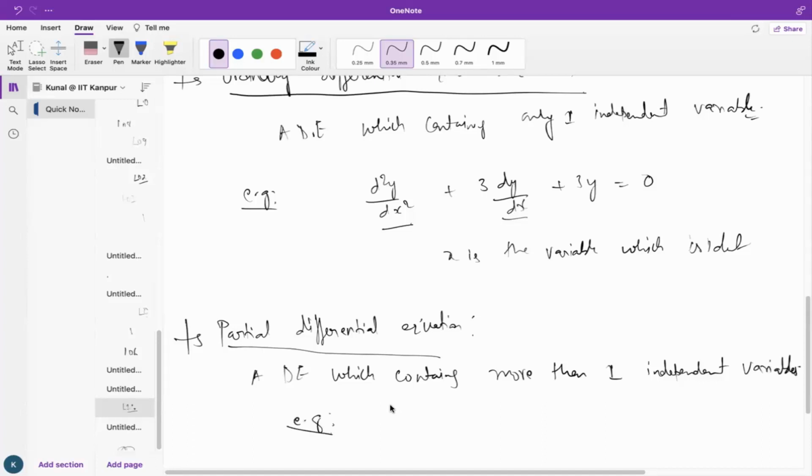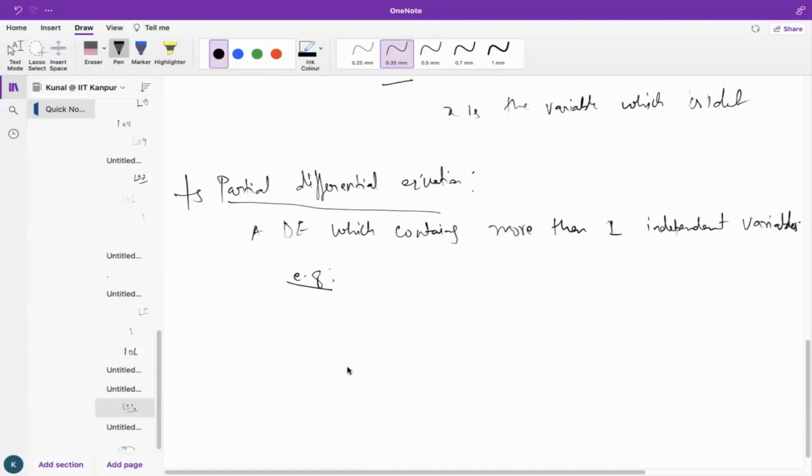So aapne chemistry mein wo padha hoga, Schrodinger equation in atomic structure. So wo bhi kya hai? It is also an example of partial differential equation. So Schrodinger equation aapne 11th mein padha hoga atomic structure mein. So uski jo equation hai wo bhi kiski example hai partial differential equation ki. That will be del u by del x plus del u by del y plus del u by del z is equal to 0.